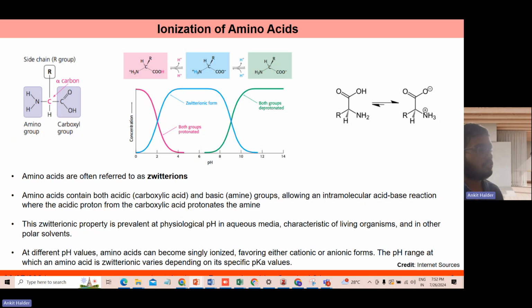I think all of you must have heard about the term Zwitter ions. So now we will look into what actually Zwitter ions are. And believe me, understanding all these basic structures will further help us when we are understanding the complex concepts of proteins.